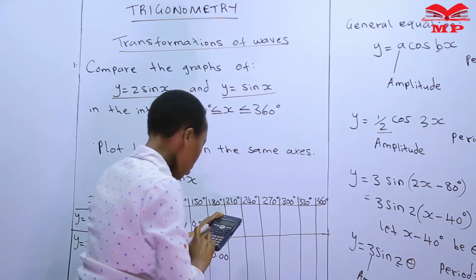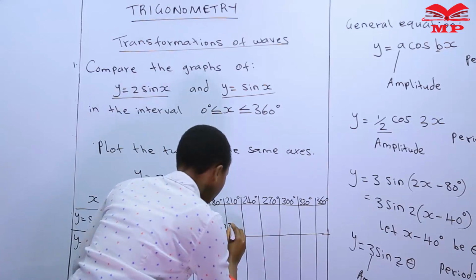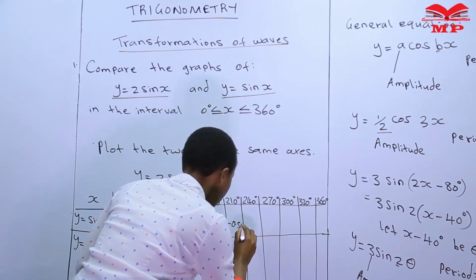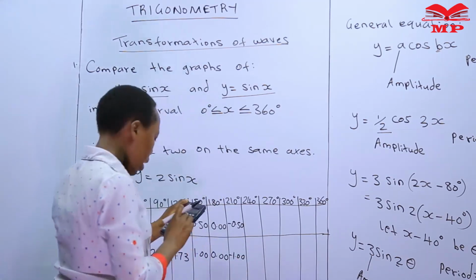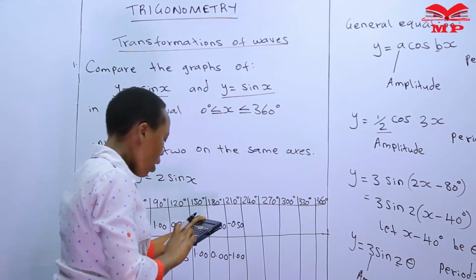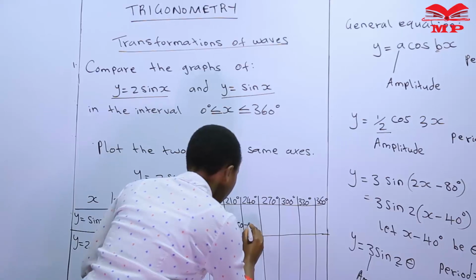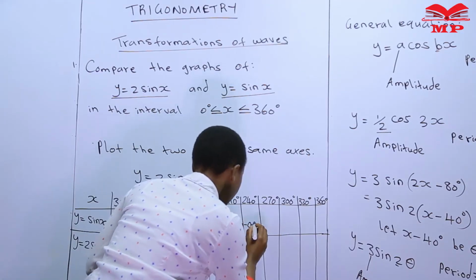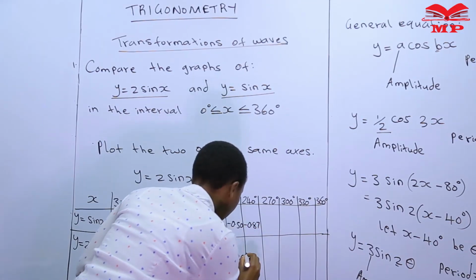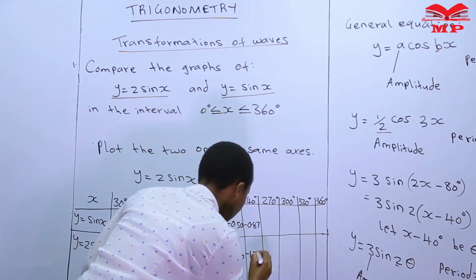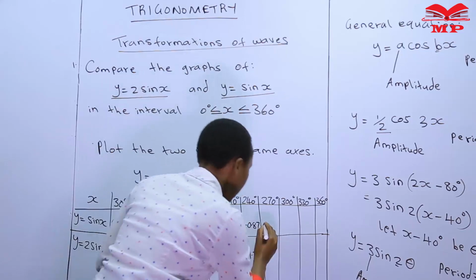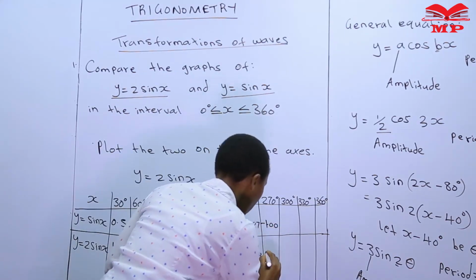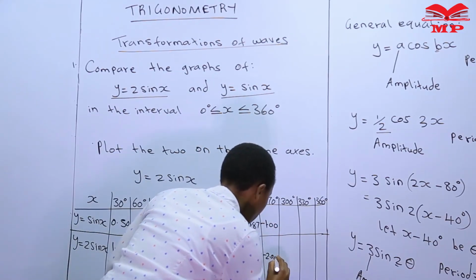Then we have sine 210, which is negative 0.50, which here is negative 1.00. After multiplying by 2, we have sine 240, which is negative 0.87, and here we'll get negative 1.73. Then we have sine 270, that's negative 1.00, negative 2.00.